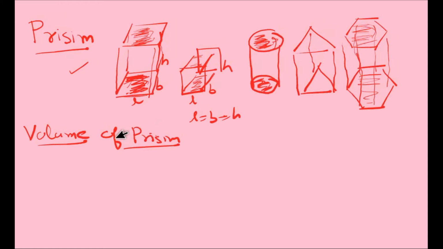Okay, how will you find out the volume of the prism? Means volume of all these shapes, that is the area of base into height. Now if you are using this shape, what is the area of the base? That is a rectangle, L into B. If you are using this shape, what is the area of the base? Side into side, that is a square. Here the area of the base is a circle, that is pi r square. Here is a triangle, area of triangle, area of hexagon. So area of base into height, that is the volume of the prism.